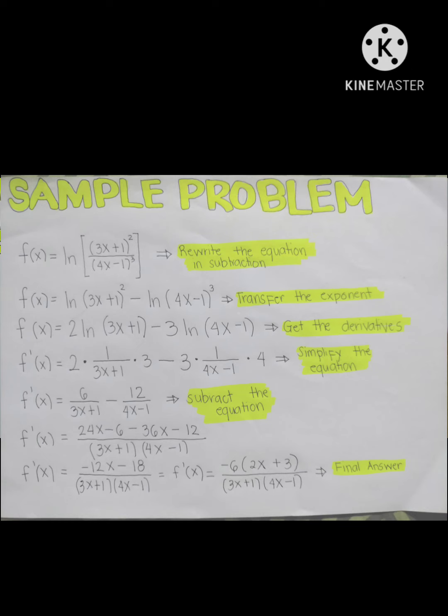We have to factor out the negative 6, so the derivative of the function f(x) = natural logarithm of (3x + 1) squared all over (4x - 1) cubed is negative 6 times the quantity (2x + 3) all over (3x + 1) times the quantity (4x - 1).